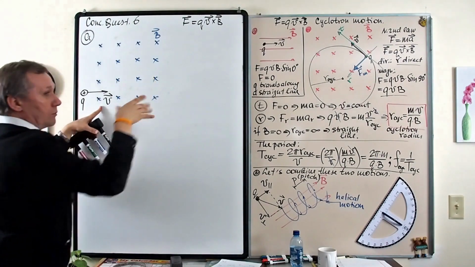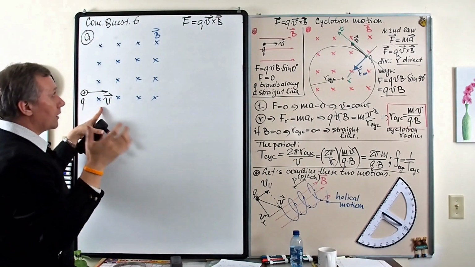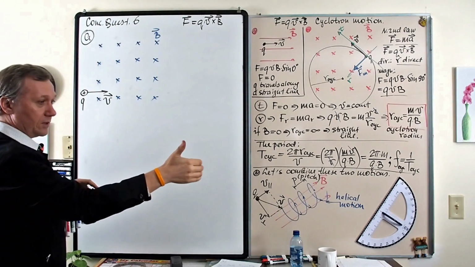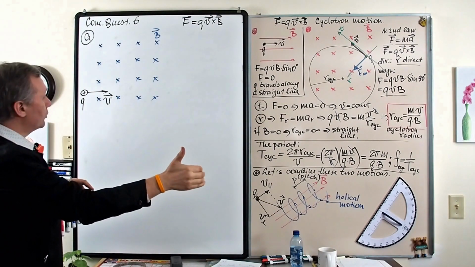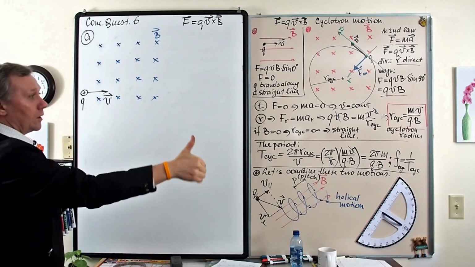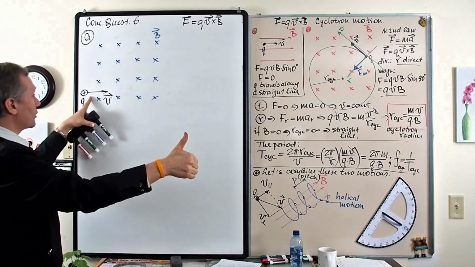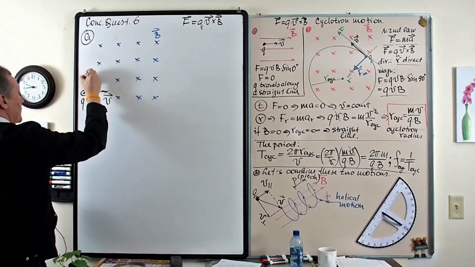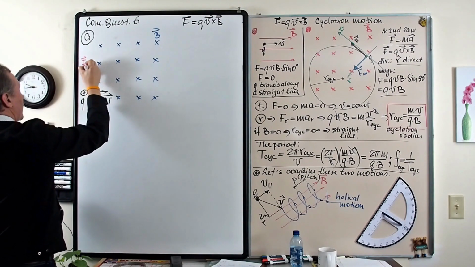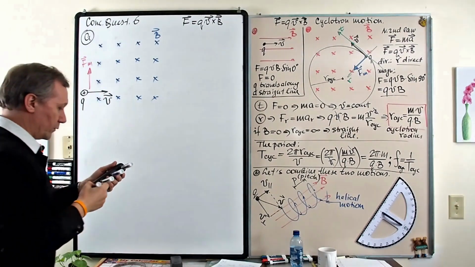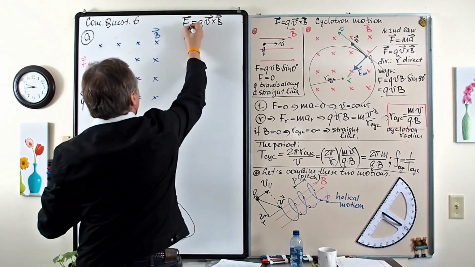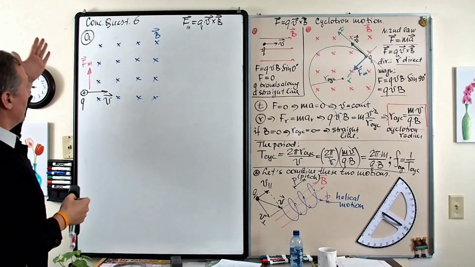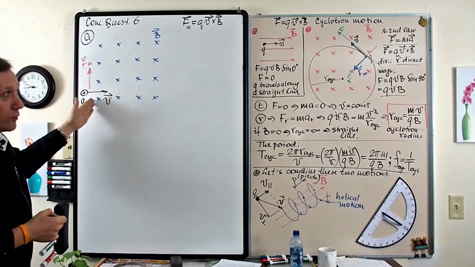B is into the board, so right hand rule number 1, how to find the direction of the cross product. V cross B, B is into the board, right? You see, into the board, V cross B, and my outstretched thumb gives me the direction of the force. So the force will be up. Magnetic force will be in this direction. So that's the direction of the magnetic force. Maybe I should add the subscript M, right? Magnetic force.